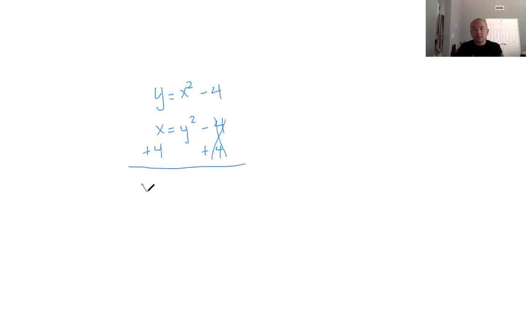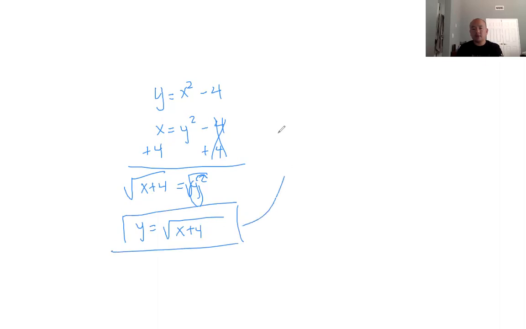It will be x plus 4 is equal to y squared. And then you get the root of both sides. The reason you want to do that is because in order to get y by itself, you have to get rid of the square. Now, how do you get rid of the square? You take the square root. Okay? So it ends up becoming y is equal to the square root of x plus 4. So this is the inverse of this right here.